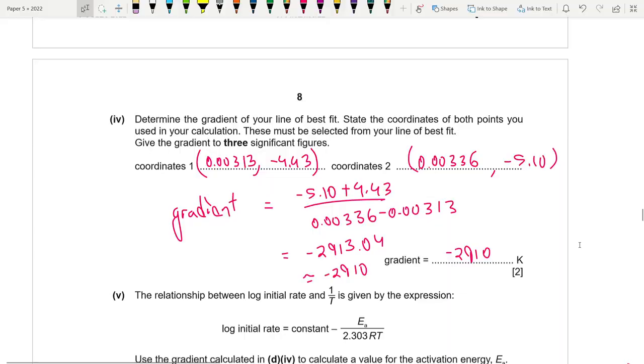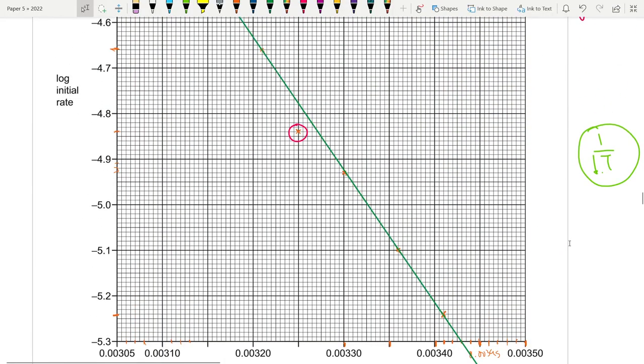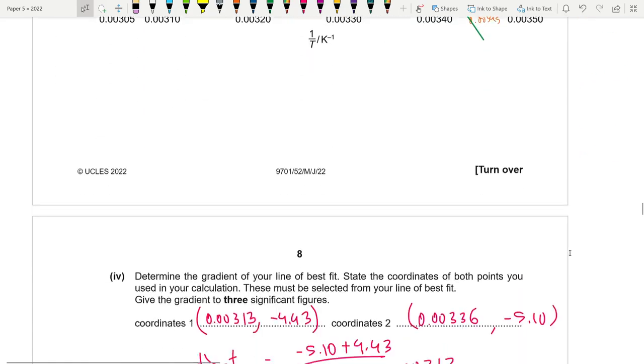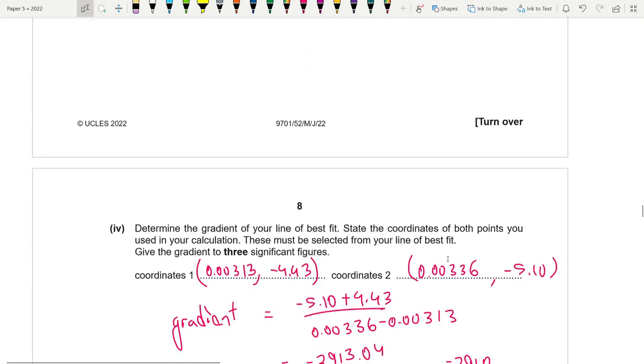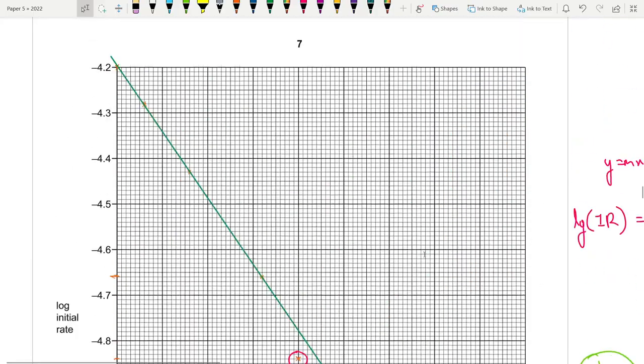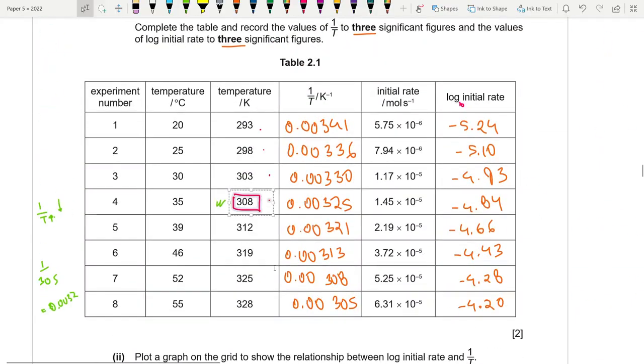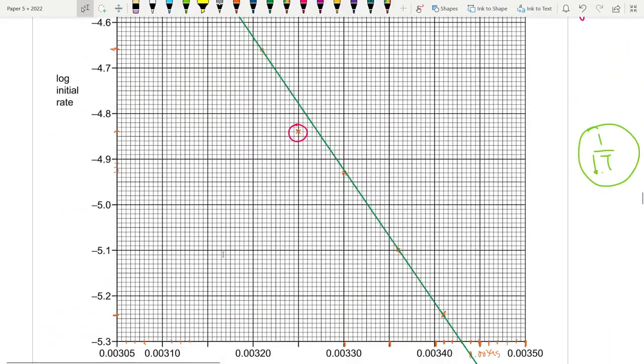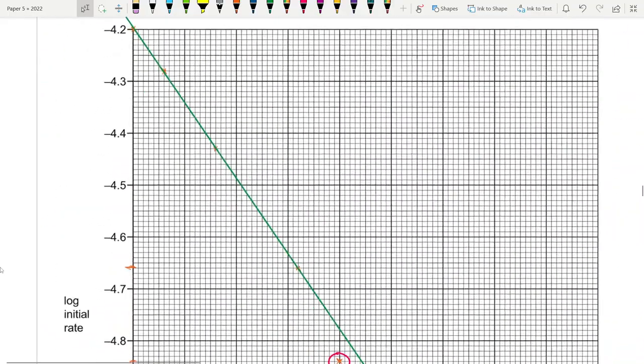The next part is determining the gradient of your line of best fit. So you should honestly draw a triangle. I haven't drawn it here. State the coordinates of both the points used in calculation. These must be selected from your line of best fit. Give the gradient to three significant figures. So I think I've used minus 4.43 and minus 5.10, because they pass through the line of best fit.